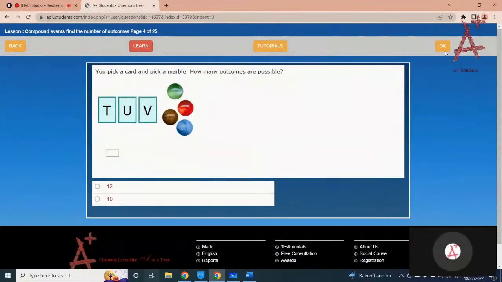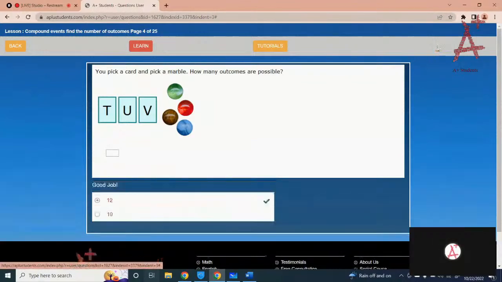Okay, you pick a card and pick a marble. How many outcomes are possible? So you have three cards and four marbles. So the total outcomes are 3 times 4, and it makes 12. Got it? So the total outcomes are 12. Just select the correct option and then click on the OK button.